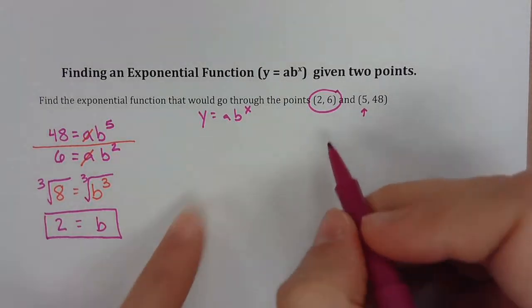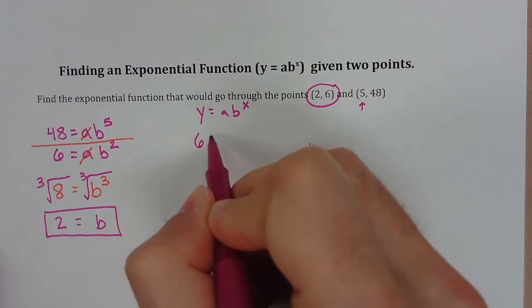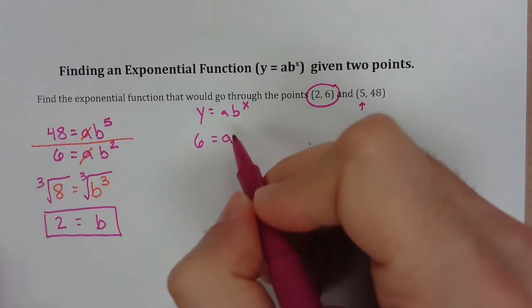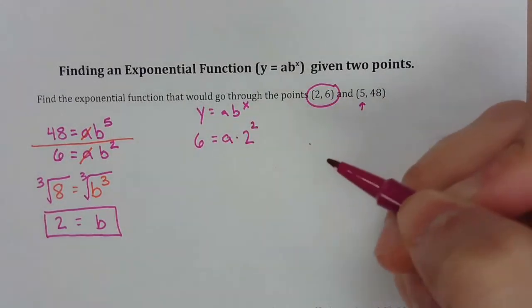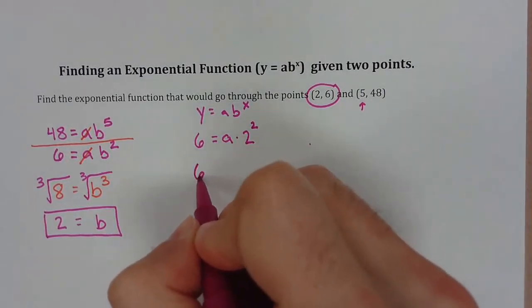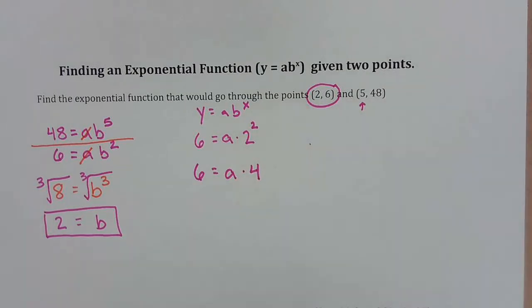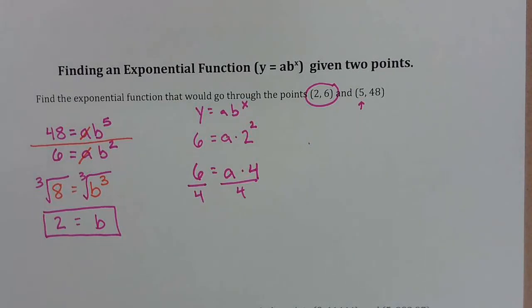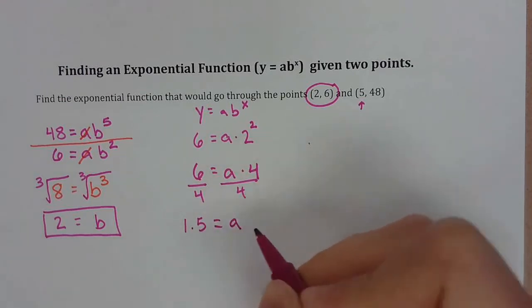Let's start with y equals ab to the x. I'm going to put 6 in for y. A, I don't know. B now is 2, and x is 2. All right, let's go ahead and solve. So 6 stays 6, a stays a, 2 to the second power is 4. Then I'm going to divide by 4, and in doing so, I'm going to get 1.5 equals a.